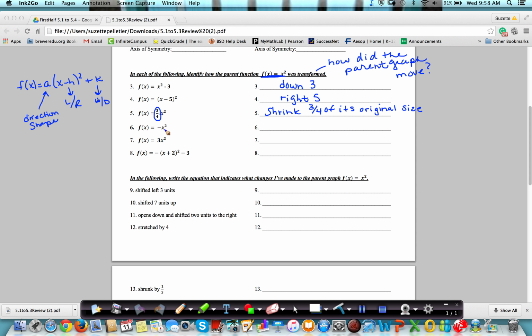In number 6, the only thing that's different about my parent function is that I have a negative in the front, and the negative means that we're changing the direction. So this time, instead of my function opening upward, it's opening downward. So opens downward. In number 7, very similarly to number 5, the only thing that's changing is the shape. And because it's greater than 1, that means that it is a stretch. And it is now 3 times its original size.